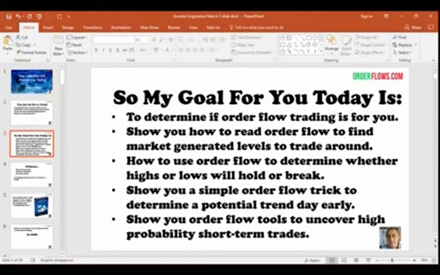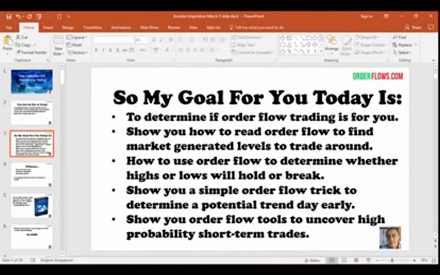And I'm going to show you how to read order flow to find market-generated levels to trade around, and how to use order flow to determine whether highs or lows will hold or break. Every time you get up to a high for the day or a low of the day, you want to be asking, is this high going to hold, or is this low going to hold? I'm not really trying to pick highs or lows, but I want to know, are we going to keep going higher, or is it possible we can reverse right here?